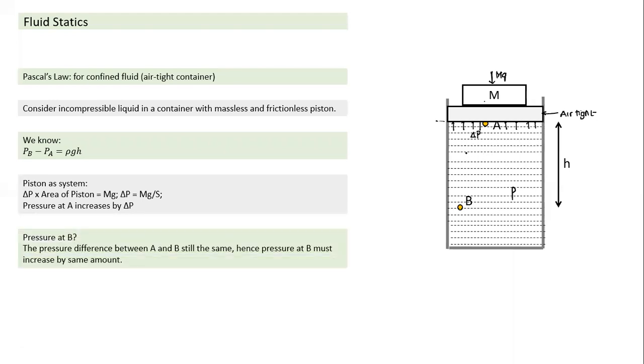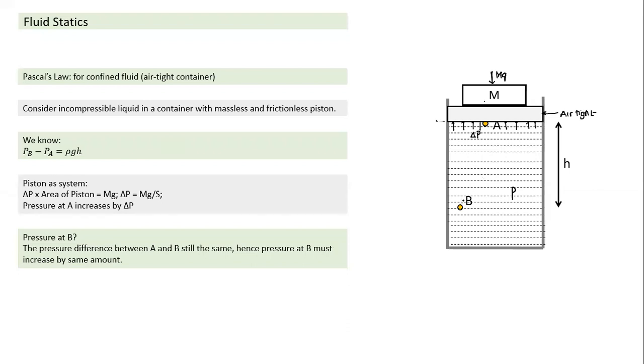How about the pressure at B? In between, there is still a mass of liquid, so there is still a weight and gravity in between. So the pressure difference between A and B still remains the same. So the pressure at B also becomes delta P plus rho g h. So whatever increase in pressure was made at point A, the same increase in pressure has been transmitted to an arbitrary point B.